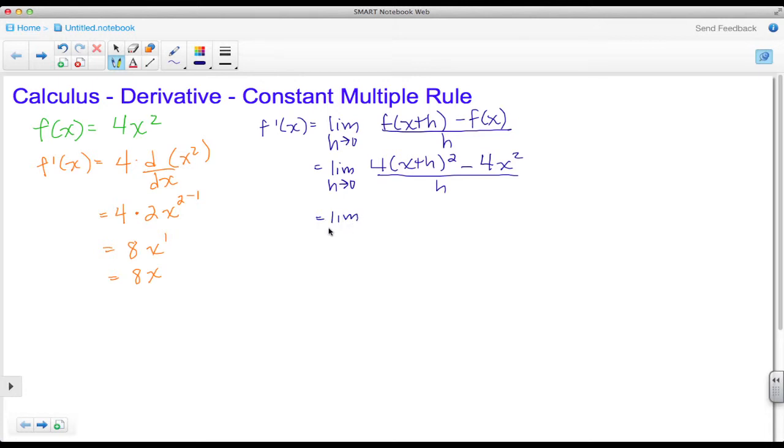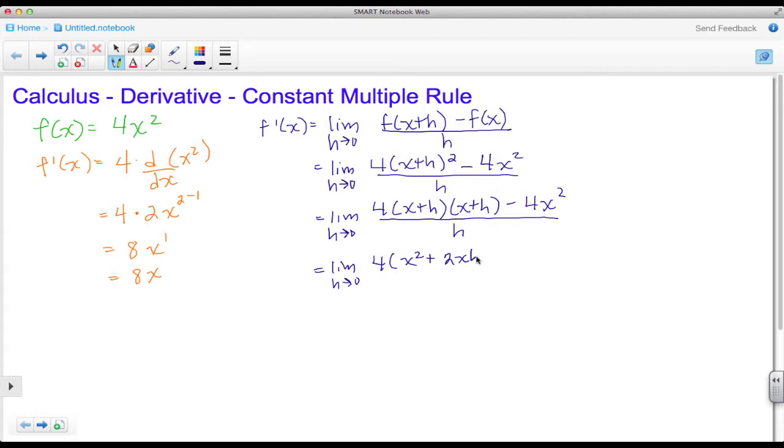Now let's begin to evaluate. So let's split this up a bit. We have 4 times x plus h times x plus h. Because this is taken to the second power, I want to be explicit and show that there are actually two quantities here, minus 4x squared, and again everything divided by h. Now I'm going to go ahead and FOIL these two quantities here first, so it's going to be 4 times x squared plus 2xh plus h squared minus 4x squared, again everything divided by h.